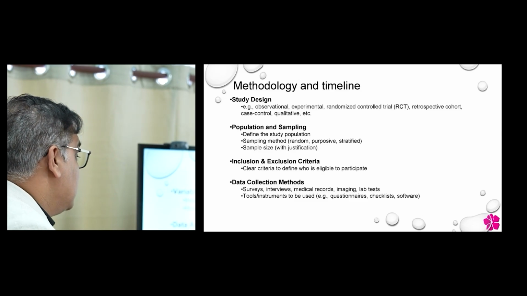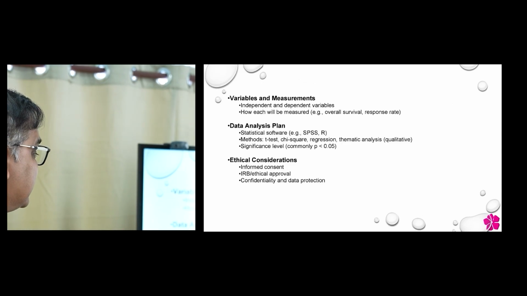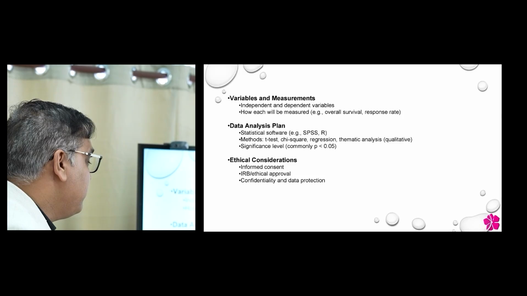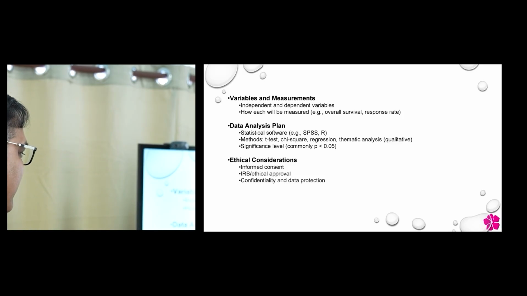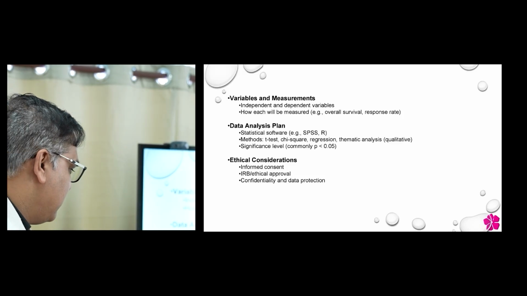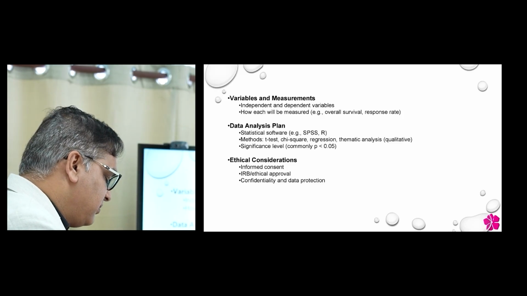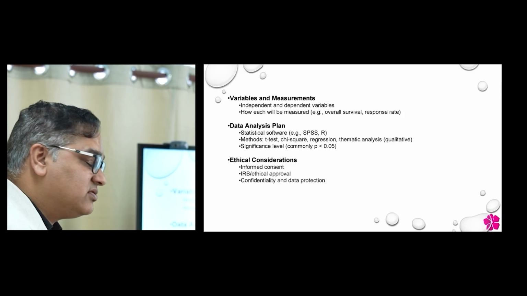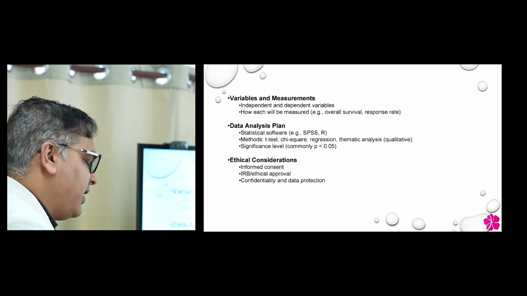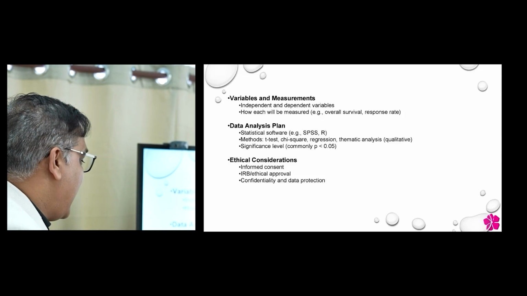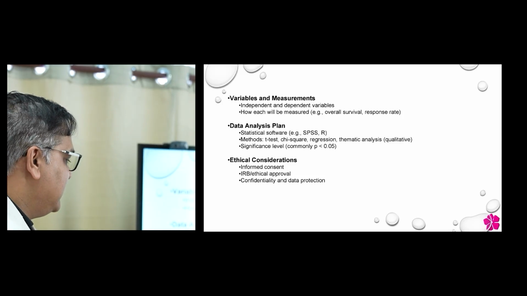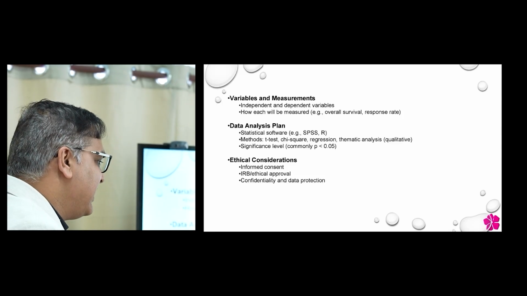Next. Variables: what are the variables we want to see? Dependent or independent variables, and how the variables will be measured. How are we planning to analyze our data? And ethical consideration: we have informed consent. Is the consent in the local language or English? We need to define everything in our research proposal. Was IRB ethical approval taken or not, and how are confidentiality and data protection maintained? So we need to define everything. Next.